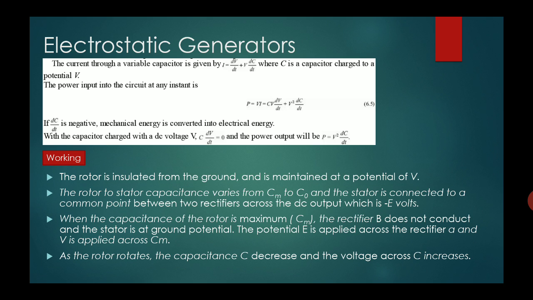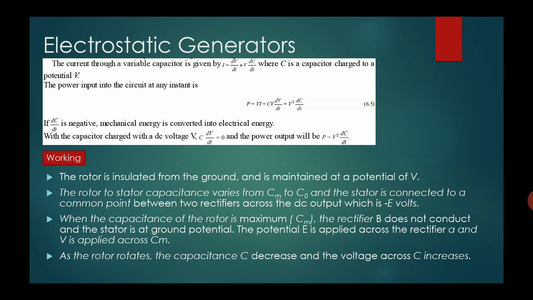The power input into the circuit at any instant is given by V × I, that is CV dV/dt + V² dC/dt. If dC/dt is negative, the mechanical energy is converted into electrical energy. With the capacitor charged with the DC voltage V, the C dV/dt term becomes equal to 0. The power output will be only V² dC/dt. So this is the expression we need to keep in mind: the power of this electrostatic generator is nothing but V² dC/dt, as the voltage here is constant.